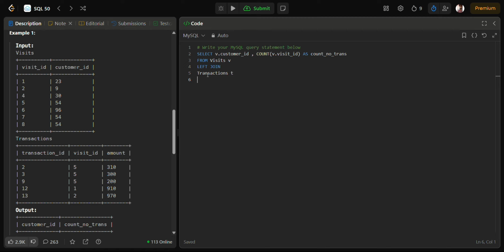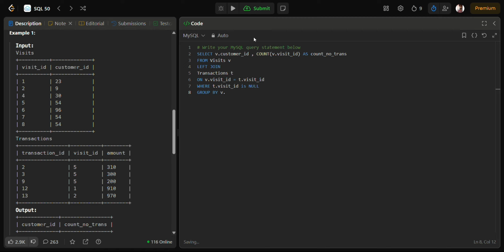Next, we need to find the visits where no transaction happened. How do we do that? We simply check whether the transaction's visit ID is null. If it is, we know that visit had no purchase. This check, where transaction visit ID is null, allows us to filter out only those visits where customers didn't buy anything. Once we have that, we just need to group the data by customer ID and count how many times each customer had such visits.